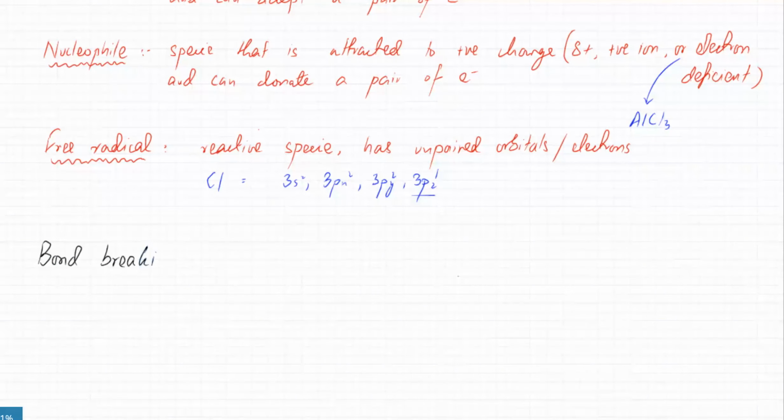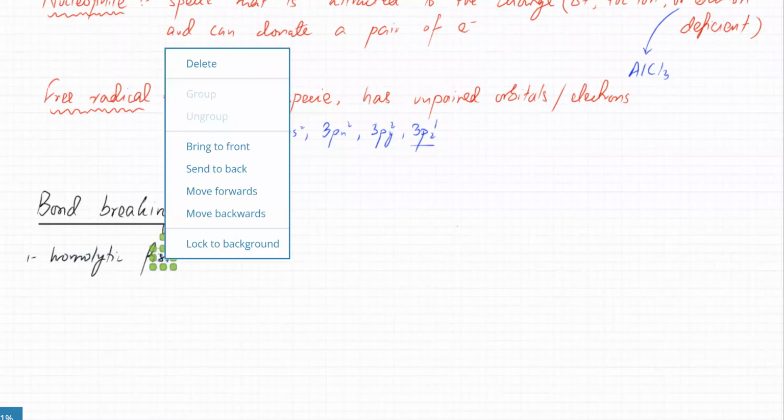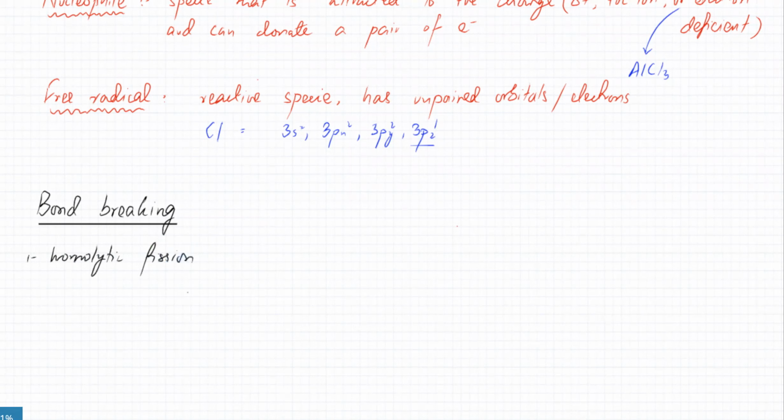Okay, then in the same way, there are two types of bond breaking, which you should know of. Number one is called homolytic fission. So that's our number one. And this one is known as homolytic fission. What happens in homolytic fission is that the bond breaks equally.